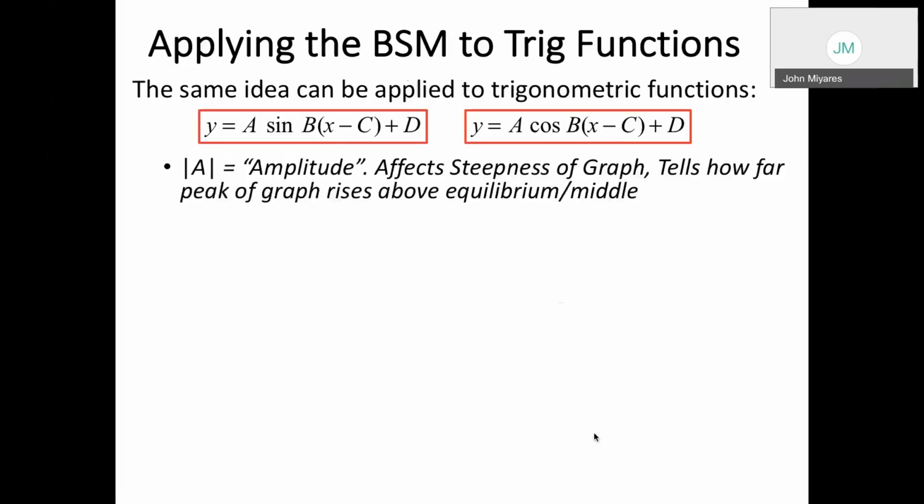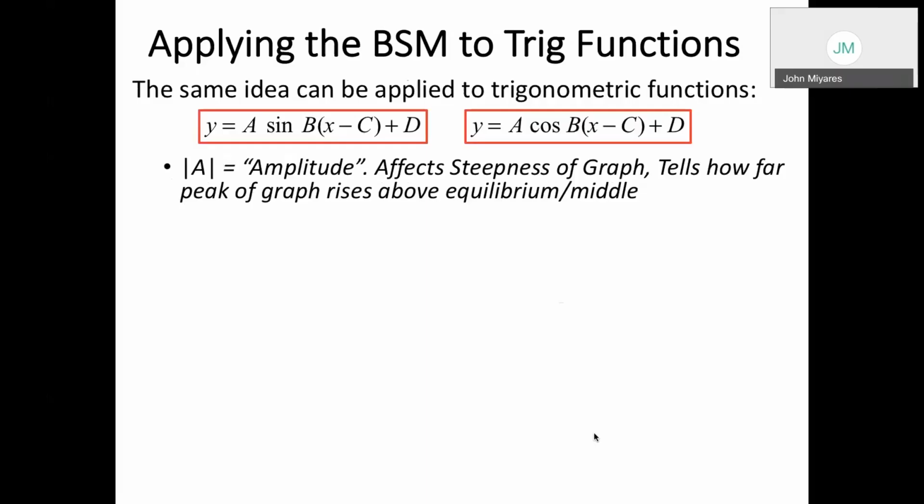The lead coefficient A affects what we call the amplitude of the graph. As much as the lead coefficient in other functions affects the steepness of the graph, this coefficient is going to tell you how far the graph is going to rise above the equilibrium level or the middle of the graph. For example, in a basic sine and cosine wave, the amplitude of the wave is 1 because the graph goes up 1 and down 1 from the x-axis. If we put a 2 in the front, say made this y equals 2 sine x, then the graph will go up 2 to its peak and down 2 to its low point, which we call the trough.